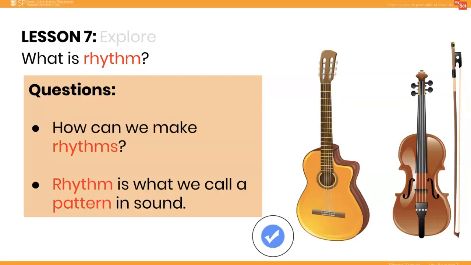In the Explore portion of this lesson, you'll ask the question, how can we make rhythms? You'll then define the word rhythm to students by explaining that a rhythm is a pattern in a sound. Once you have posed these questions and explained the definition of rhythm, have the students pair up. Once students are in pairs, give each pair of students an instrument found in the mySci kit.